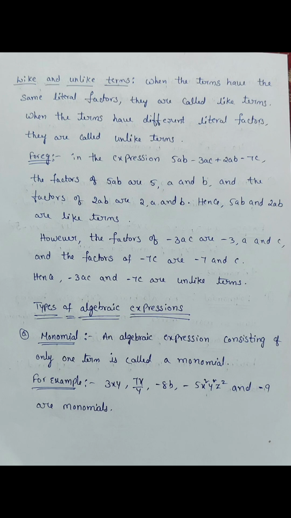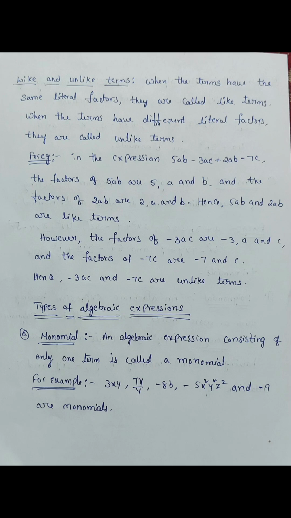Types of algebraic expression. Monomial. An algebraic expression consisting of only one term is called a monomial. For example, 3xy, 7x by y, minus 8b, minus 5x square y square z square, and minus 9 are monomials. Binomial. An algebraic expression consisting of two unlike terms is called a binomial.